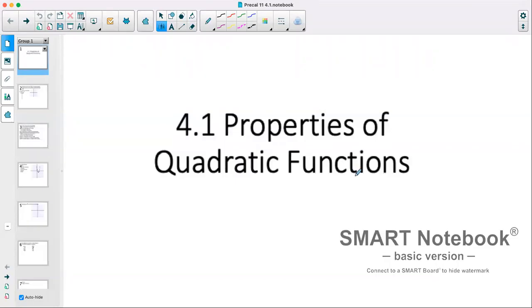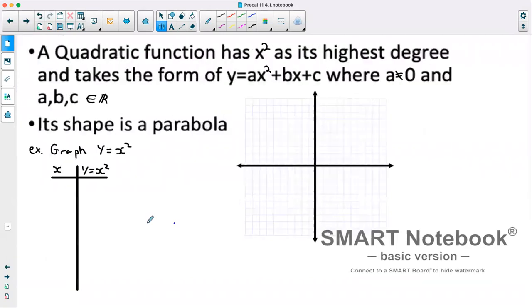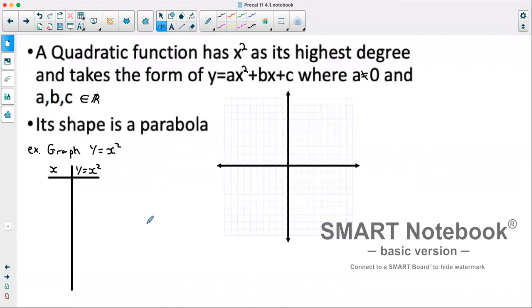Hi, today we're going over section 4.1, properties of quadratic functions. A quadratic function has x squared as its highest degree, which means we don't have an exponent that's larger than 2, and takes the form of y equals ax squared plus bx plus c, where a cannot equal 0, and a, b, c are all real numbers.